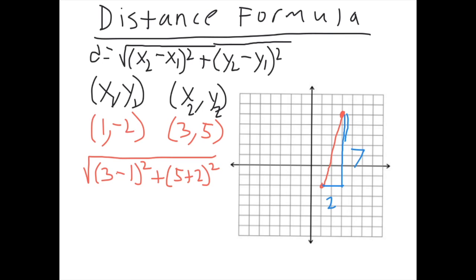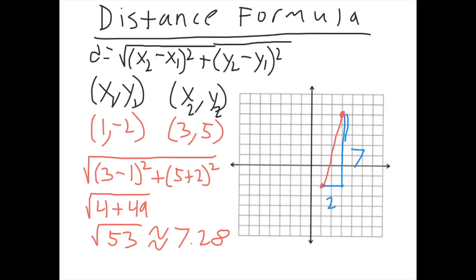So like we said, 3 minus 1 is 2, and 2 squared is 4. So we have the square root of 4 plus, and then 7 squared is 49. So the square root of 4 plus 49, 4 plus 49 is 53. And then on a calculator, the square root of 53 is about 7.28.